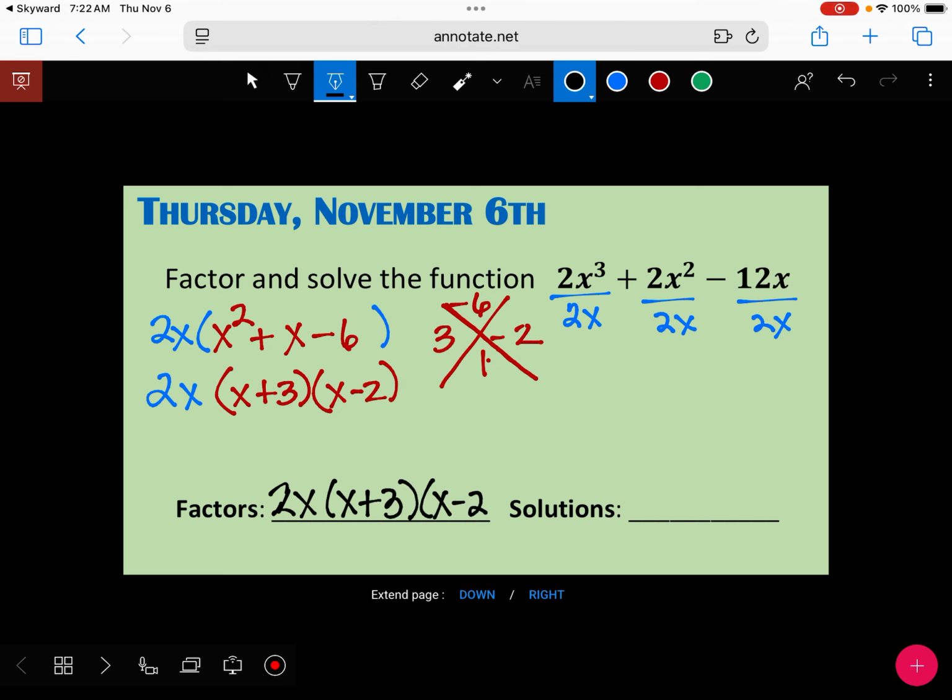Now let's set all of those equal to 0 to get our 3 solutions. So we're going to set the 2x equal to 0, the x plus 3 equal to 0, and the x minus 2 equal to 0. So go ahead and solve those 3 equations to get your 3 solutions.